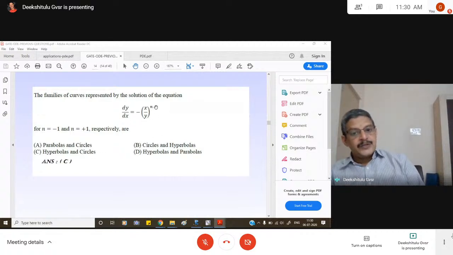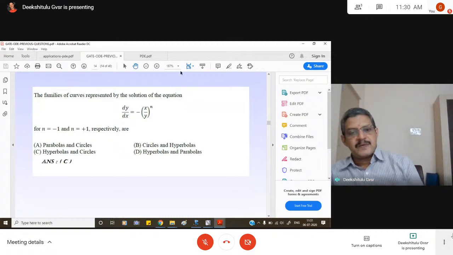Now, if n is equal to minus 1, what happens? This will be inverse, x by y whole power minus 1, that becomes y by x. Then if you cross multiply, x dy plus y dx is equal to 0. What do you mean by x dy plus y dx? It is the derivative of x into y, the UV formula. d of xy is equal to x dy plus y dx. So d of xy is equal to 0, or xy is equal to constant. What is xy is equal to constant? Hyperbola. So when n is equal to 1, we are getting circles.